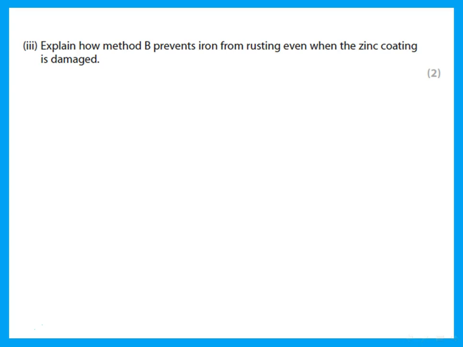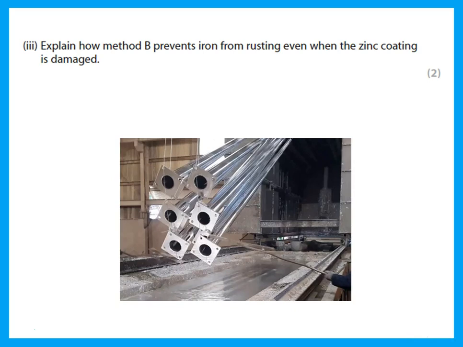Explain how method B prevents iron from rusting even when the zinc coating is damaged. Remember, we said galvanizing. What is galvanizing? We said galvanizing is covering the iron with a layer of zinc by dipping or spraying. That's what we mean by galvanization.